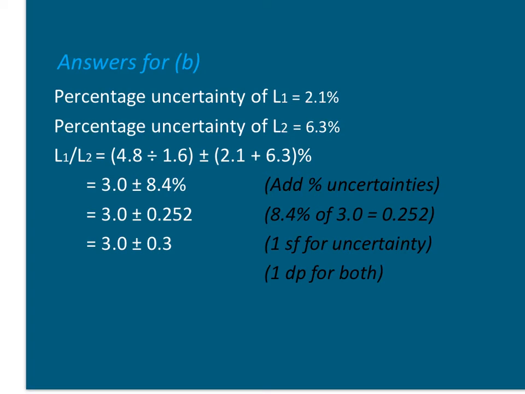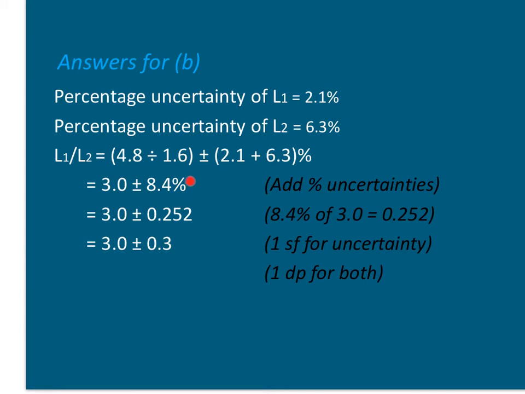Answers for B. The percentage uncertainties of L1 and L2 are still the same as previously calculated in A. Now you divide L1 by L2. For values, you just divide as per normal. But for percentage uncertainties, you add. You always add. You don't subtract, you don't multiply, you don't divide, you always add. So the value comes to that, and the percentage uncertainty comes to that.